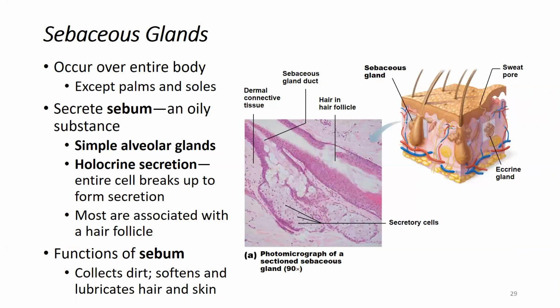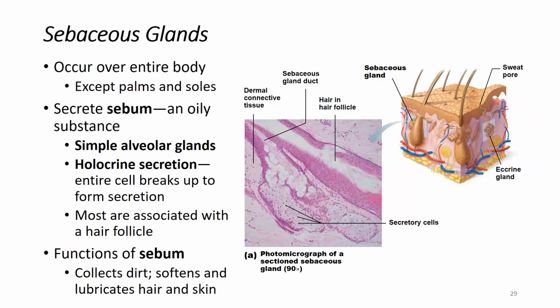So sebaceous glands produce an oily substance called sebum. They're found everywhere throughout the body except your palms and soles, and they typically release their products via holocrine secretion. We talked about holocrine secretion. This is where the entire cell is ruptured or lysed to release that sebum. It's often associated with a hair follicle.